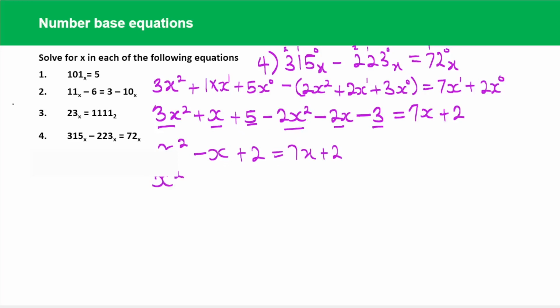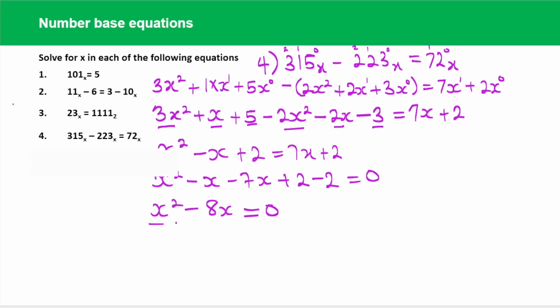That will be x squared minus x minus 7x, then plus 2. Then bring positive 2 also to the left hand side. That will be negative 2 equals 0. Now we have x squared minus x minus 7x, that's minus 8x. Plus 2 minus 2 will give us 0. So we have this quadratic equation, x squared minus 8x equals 0.